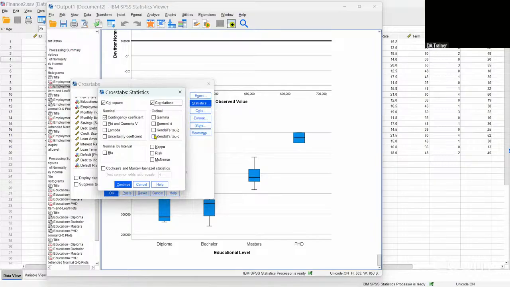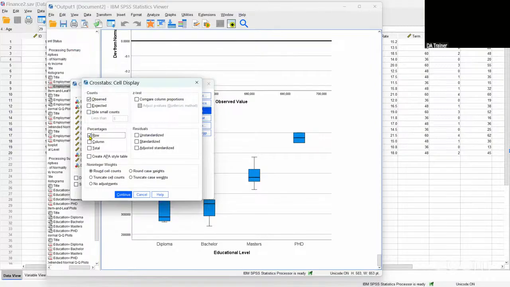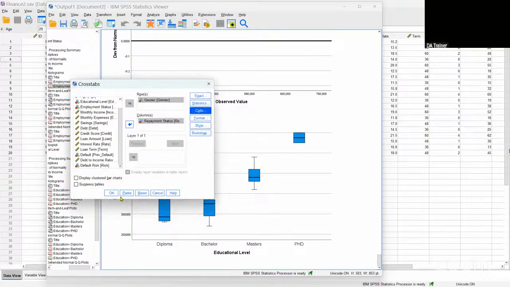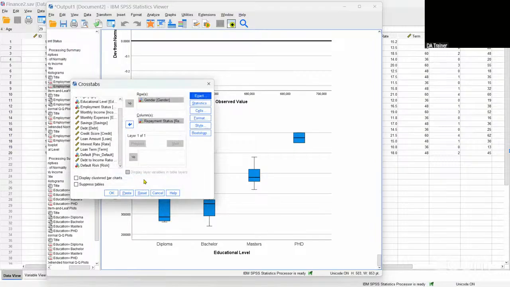Okay, just click Continue here. Come to Cells and then activate the row percentage. Just click on that. The observed should be there, we'll just leave that. The exact test will come very soon. And then just continue. Let me see if there's one or two things we can do here. Okay, this is okay by me. Then click OK.